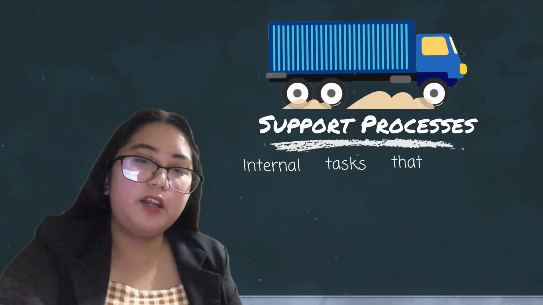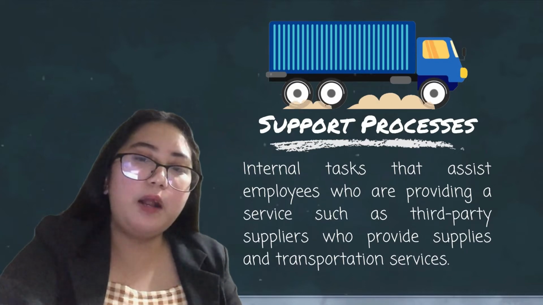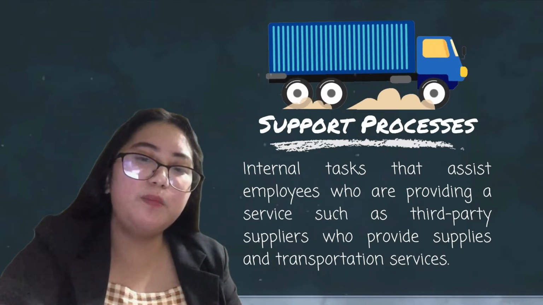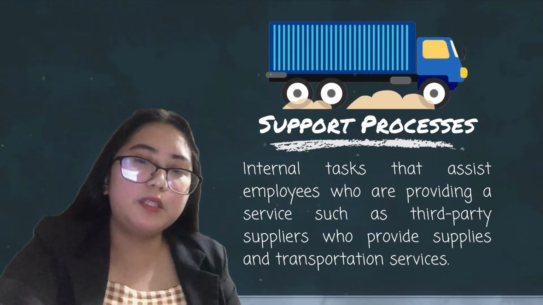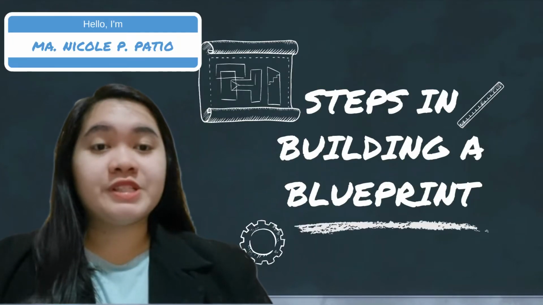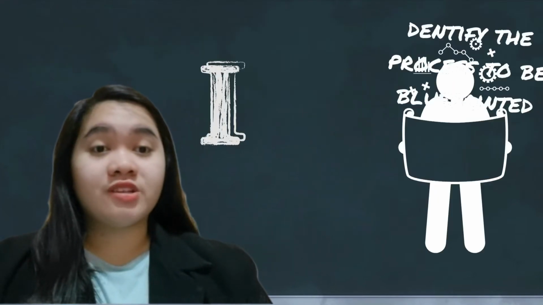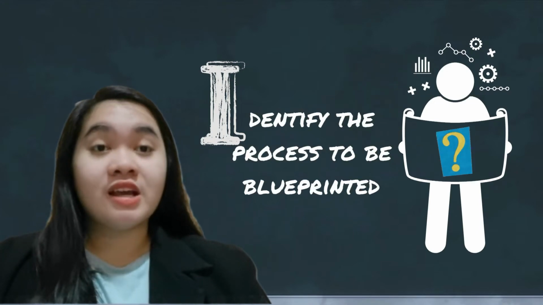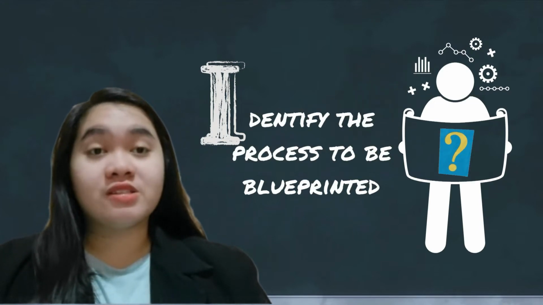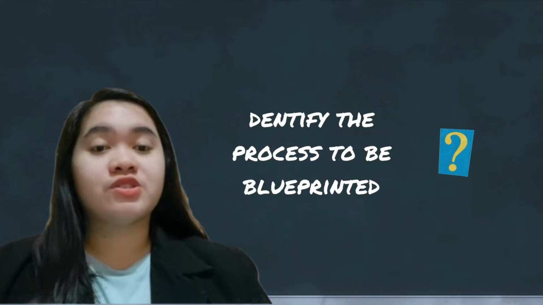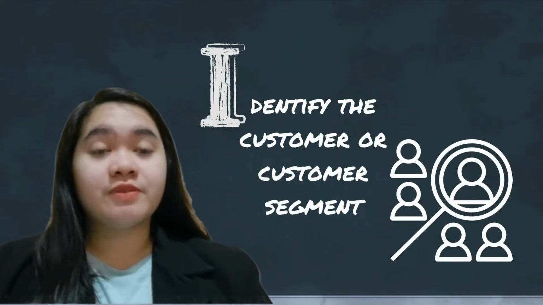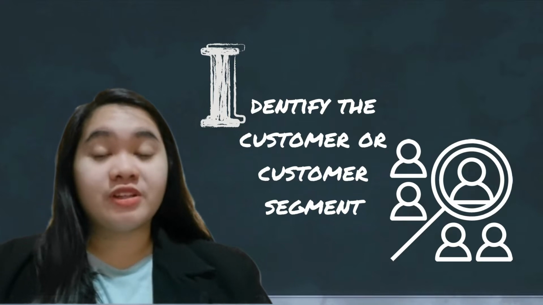Support processes are internal tasks that assist employees who are providing service, such as third-party suppliers who provide supplies and transportation service. So here are the steps in building a blueprint. First, whether it's a main process or sub-process, it's important to identify what is to be blueprinted and which process to start with. Next, customers have different needs and requirements. If the process varies, then it's important to blueprint these processes separately.